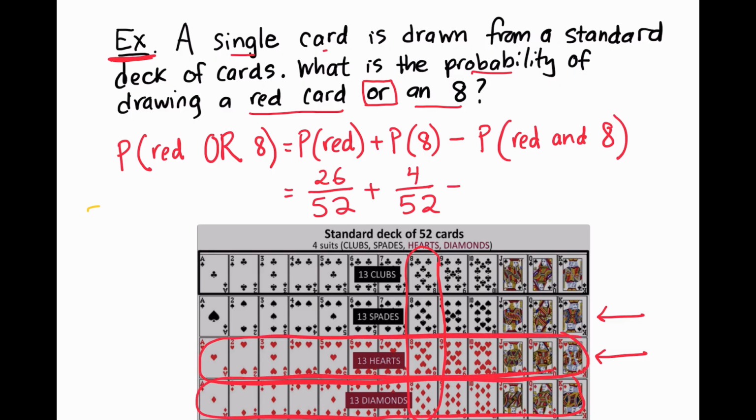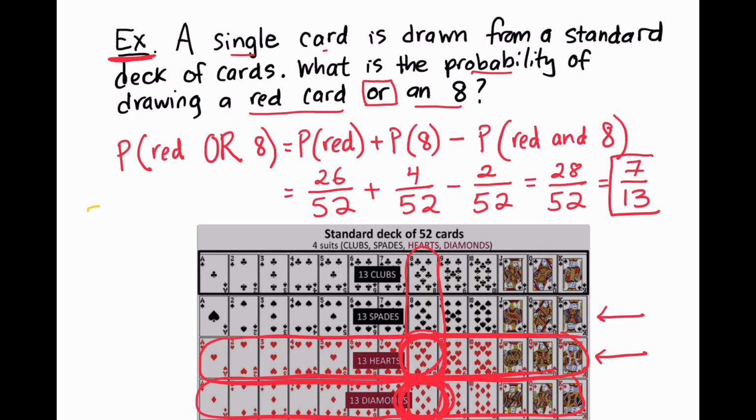Well, when does it occur that a card is red and it's an 8? So that's the 8 of hearts and that's the 8 of diamonds. So we double counted 2 cards there. So that's 2 over 52. So now if I perform the math here, I get 28 over 52, and that reduces down to 7 over 13.